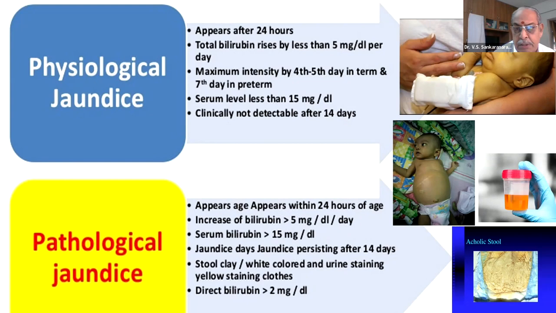Urine is yellow and stool is pale, and the concentration of conjugated bilirubin is usually more than 2 milligrams. And in a newborn, if the serum bilirubin is more than 5 milligrams, 20% will be conjugated. So we will be able to differentiate physiological or pathological jaundice by biochemical tests of serum bilirubin alone, in relation to their history also.